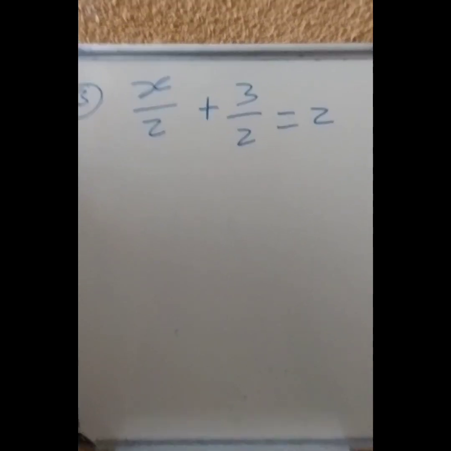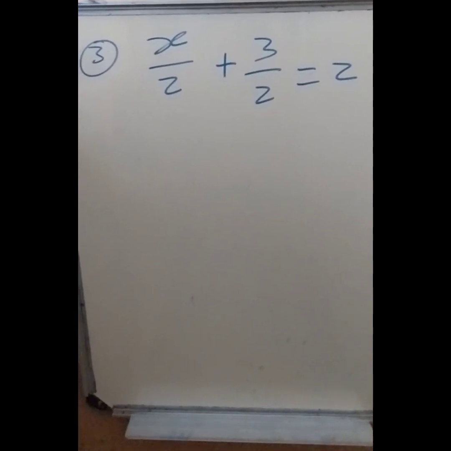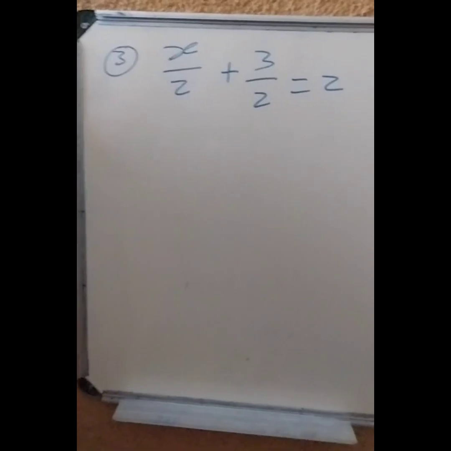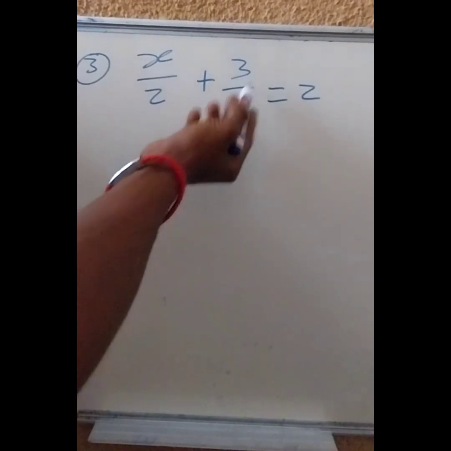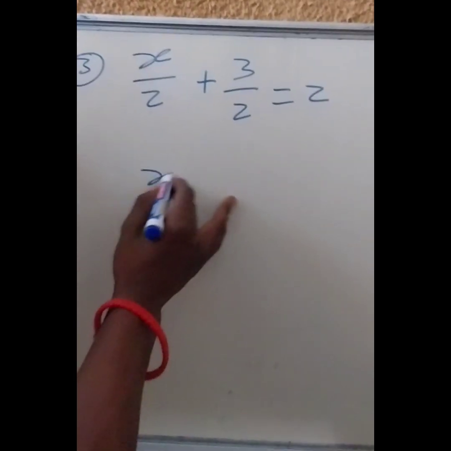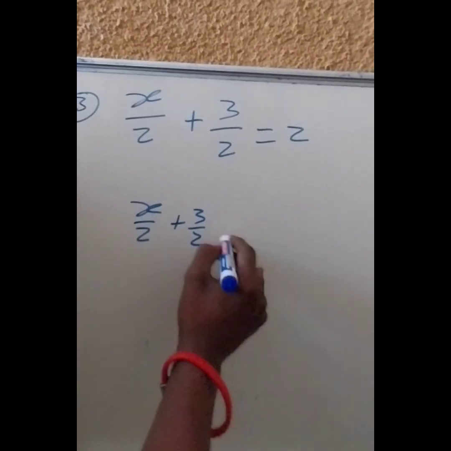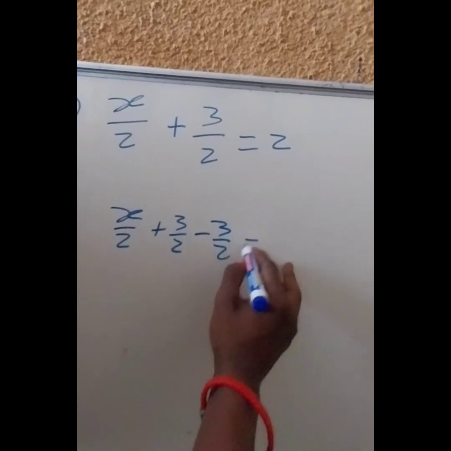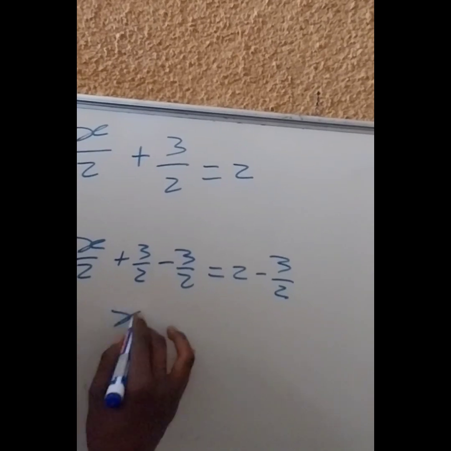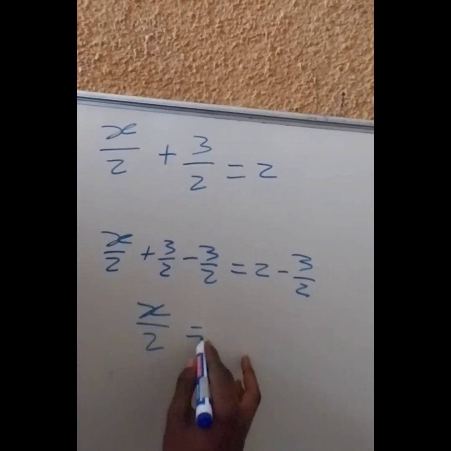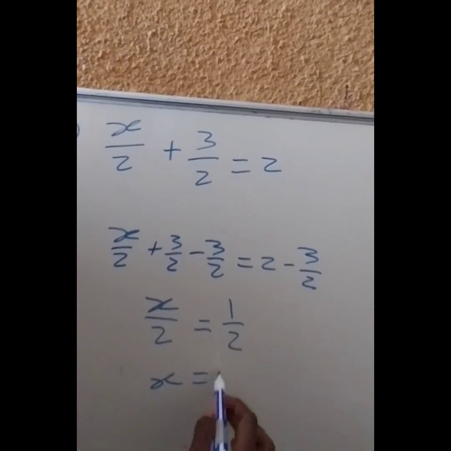Then looking at number 3, you're going to check the solution for number 3. Here we are going to look at solve for X. We can look for the additive inverse of 3 over 2, so you're going to have X over 2 plus 3 over 2 minus 3 over 2, which is going to equal 2 minus 3 over 2, so X over 2 is going to equal 1 over 2, so X is going to be equal to 1. Why?